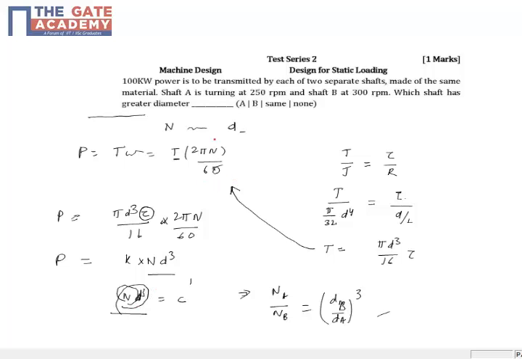So what is asked is the one which has a greater diameter. So shaft A has a greater diameter. So the only idea is to derive this relation and to verify it.